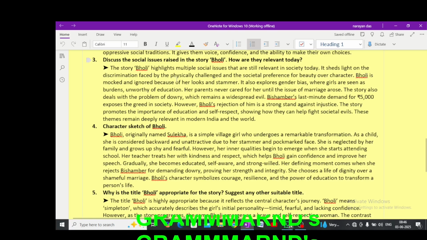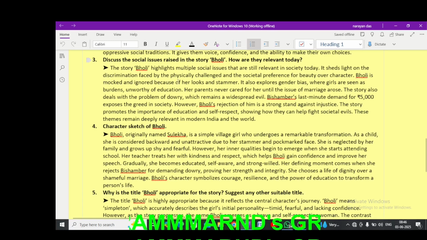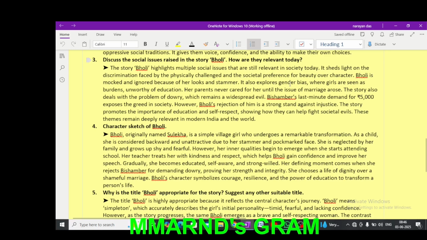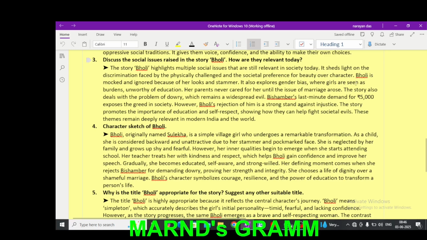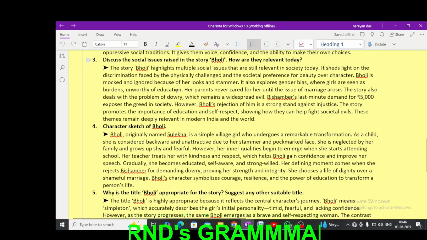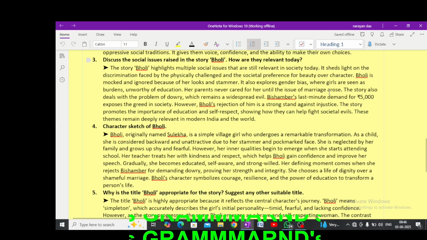Bholi is mocked and ignored because of her looks and stammer. It also explores gender bias, where girls are seen as burdens unworthy of education. Her parents never cared for her until the issue of marriage arose.